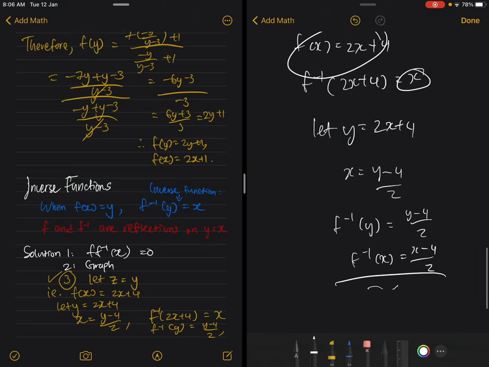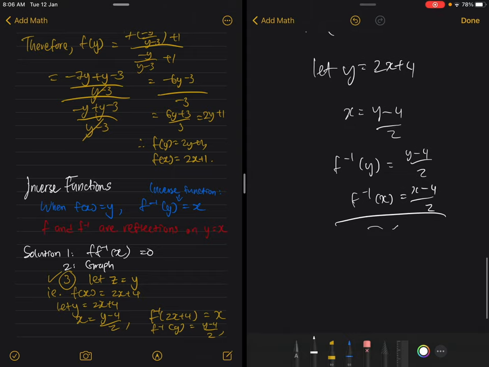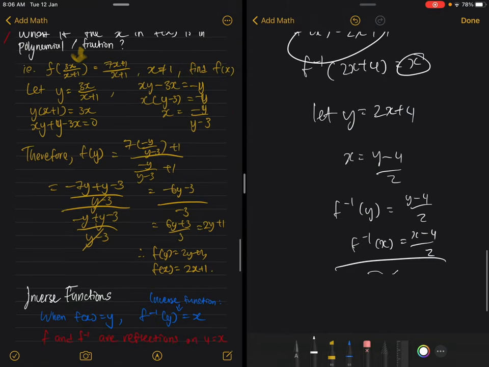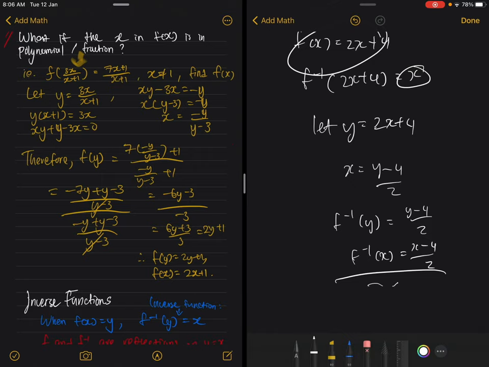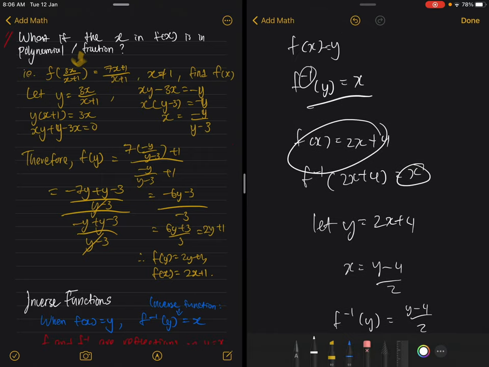Like when you flip it and you want to turn this back to your normal value, which is x, then you will get this. It's the same thing as this one. Just let y equal to whatever value you have inside there, the object, and then make x based on that y, sub it in, and then you get your image. Because the difference is, normally, you will get something like this, and then they will ask you to find the inverse image of that.